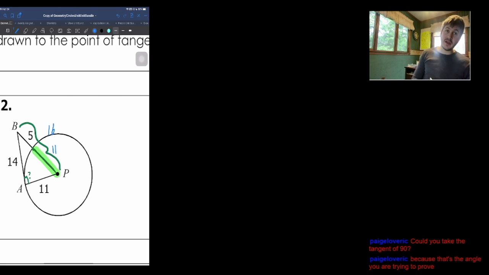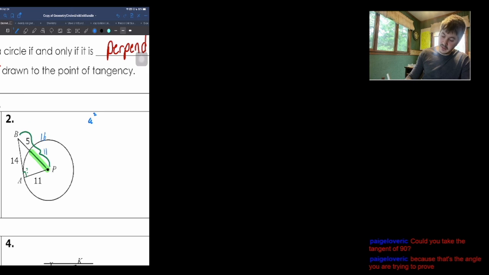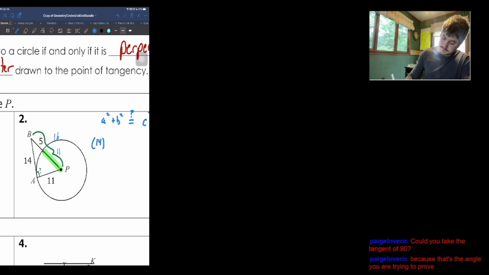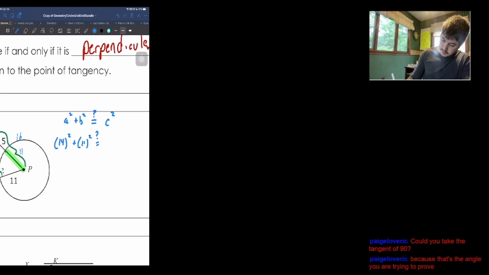So now I can do my Pythagorean theorem using 14 squared, 11 squared, and now 16 squared is truly the longest side. So we're going to do the same thing. Is a squared plus b squared actually equal to c squared? We have 14 squared plus 11 squared. Is that equal to 16 squared? So 14 squared, I think that's 196, plus 121 for 11 squared. 16 squared is 256.